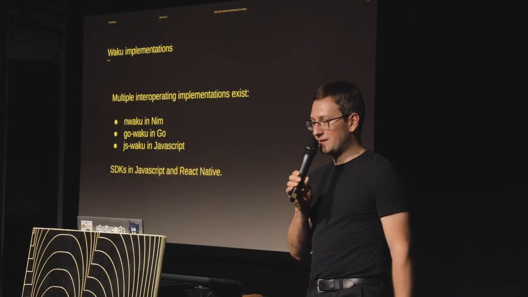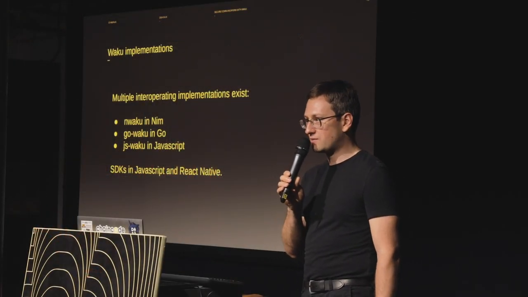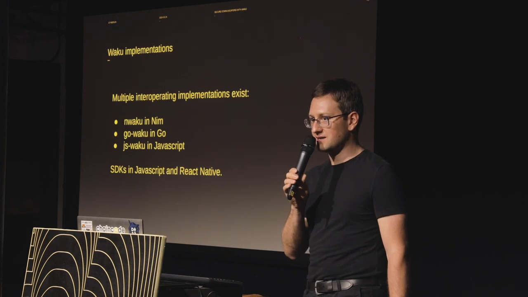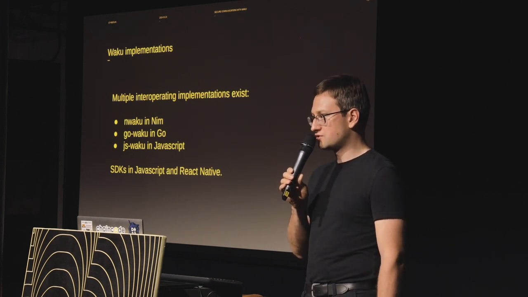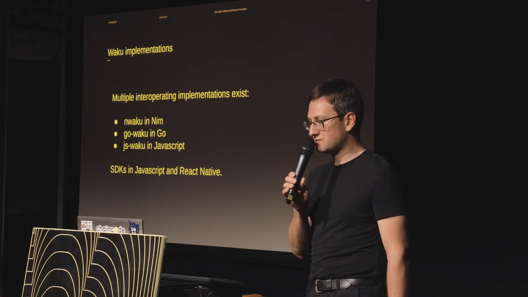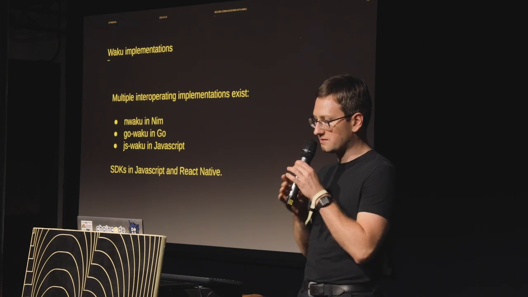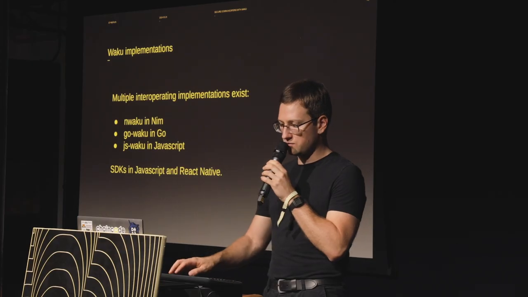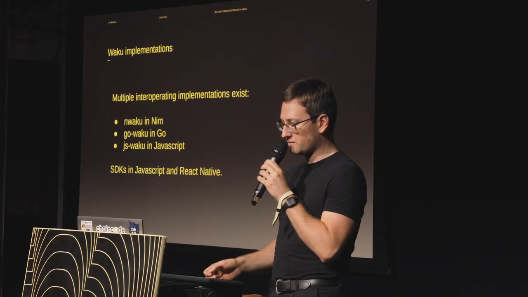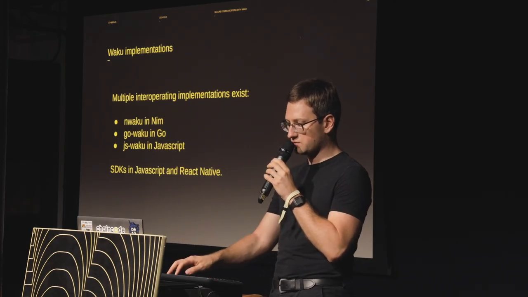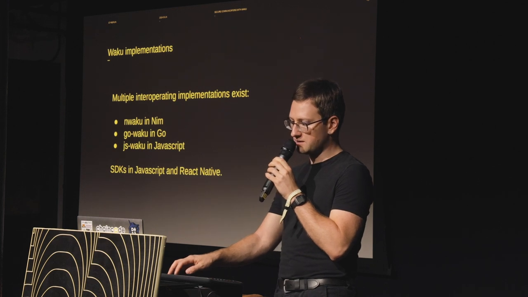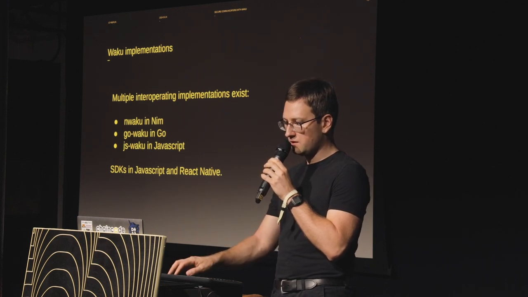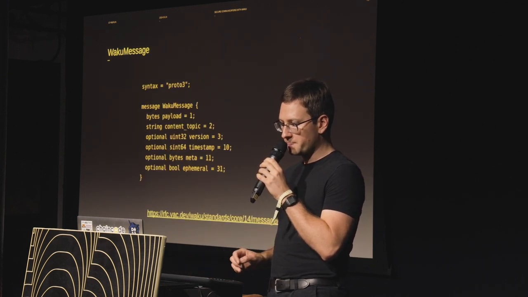So yeah, this language aims to be, as they write on their website, as fast as C and as readable as Python, which, I think they do a reasonably good job at. So we have NWaku. We also have Go Waku in Go and JS Waku in JavaScript. We also have SDKs. So you can refer to the documentation and to the website to find out what's the best way for you to integrate Waku into your project.